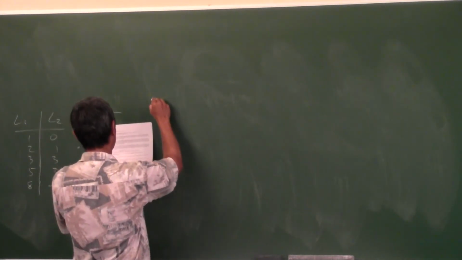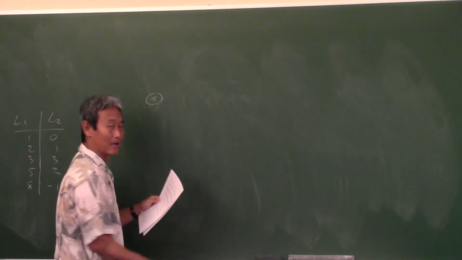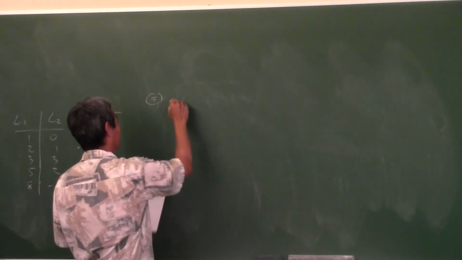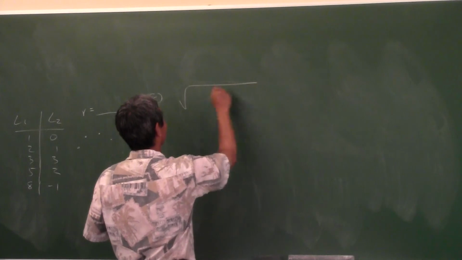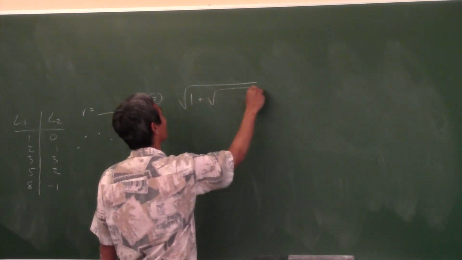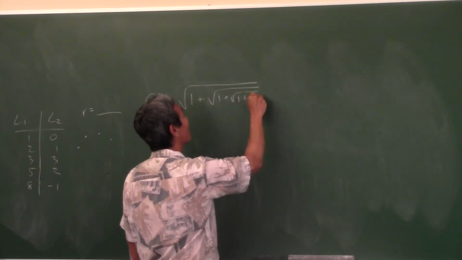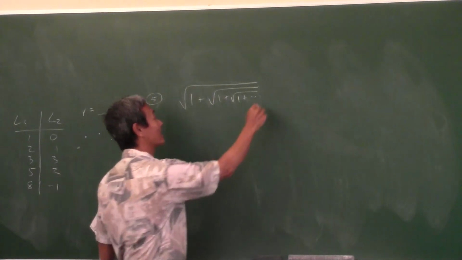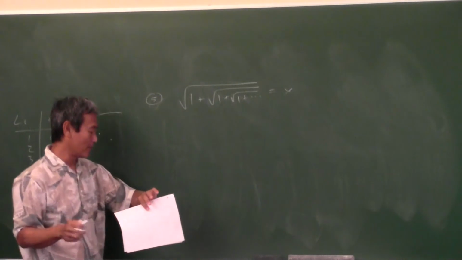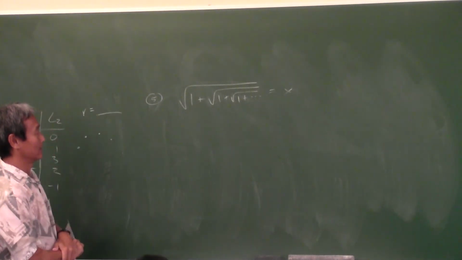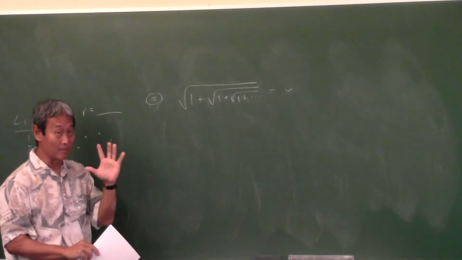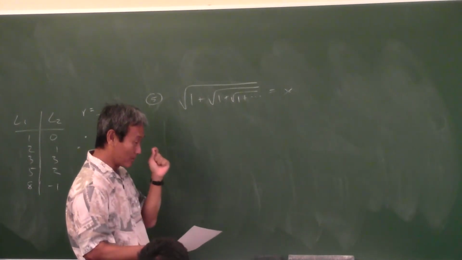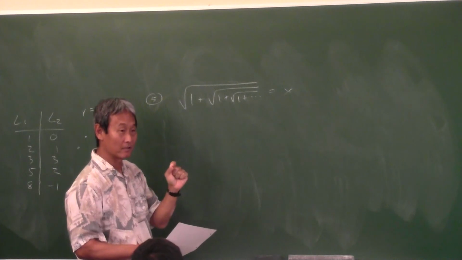Number 5. How many people got number 5? Is that it? Even though I gave you a hint? Okay, what is the square root of 1 plus the square root of 1 plus the square root of 1 forever? Is it possible to even figure this out? Yes, I gave you the hint. I don't know what this number is. I'm going to call it x. Okay, now, watch this. This is the key part to this whole point. What is x? The square root of 1 plus the square root of 1 plus the square root of 1 forever, correct?